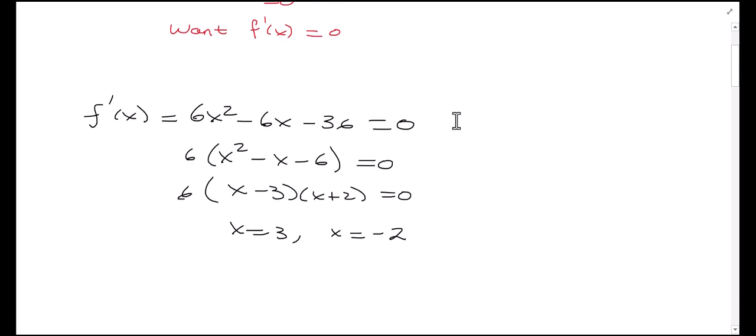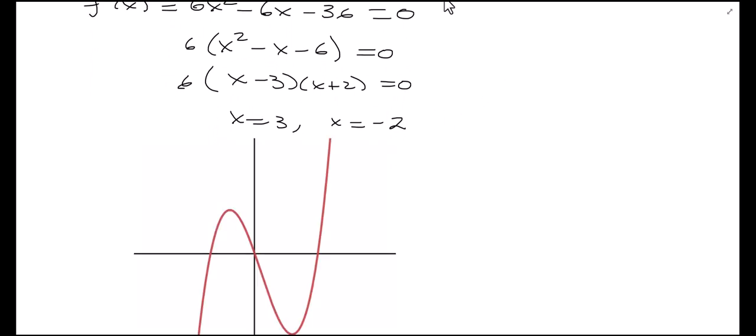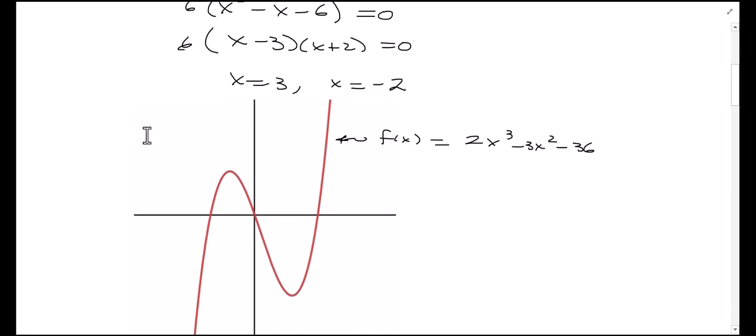So let's take a look at the graph of this function real quick. So here's our graph for f of x. This is our original function, right? f of x is 2x cubed minus 3x squared minus 36. And we can see that this is going to have horizontal tangent lines when x is equal to 3. So I assume that that's this value. So you're going to have a horizontal tangent line here. The slope is 0. And you have another horizontal tangent line up here, which is when x is negative 2.